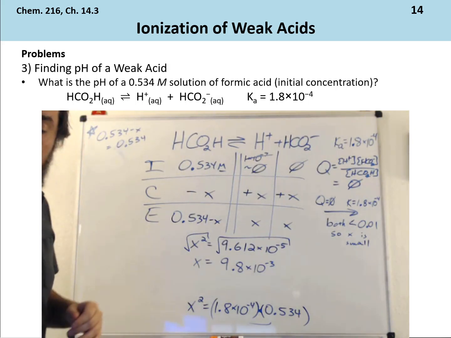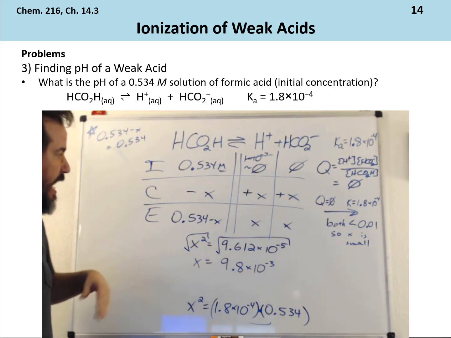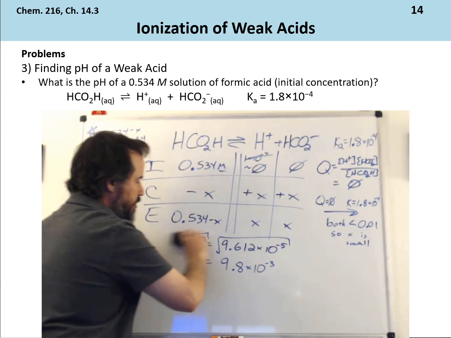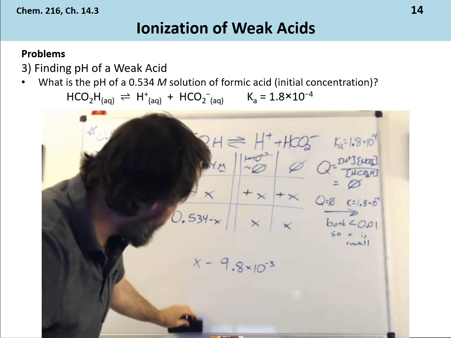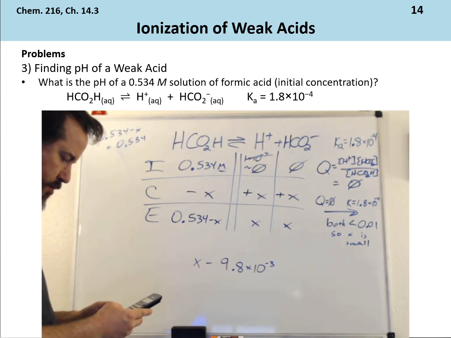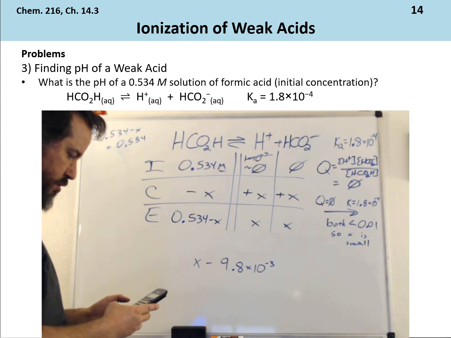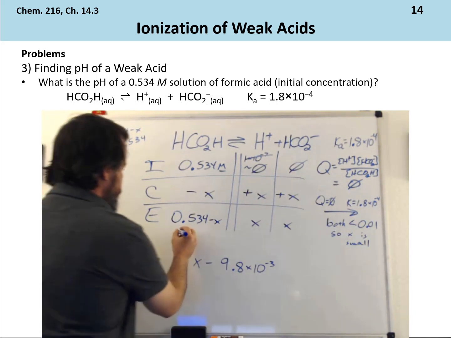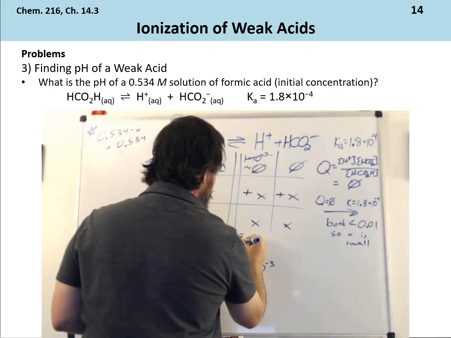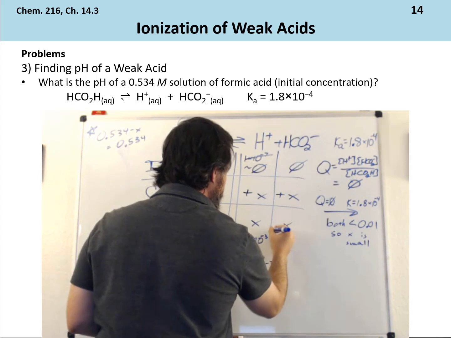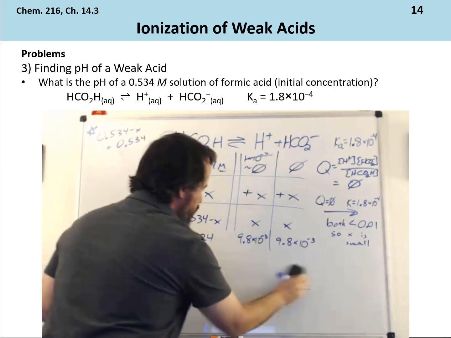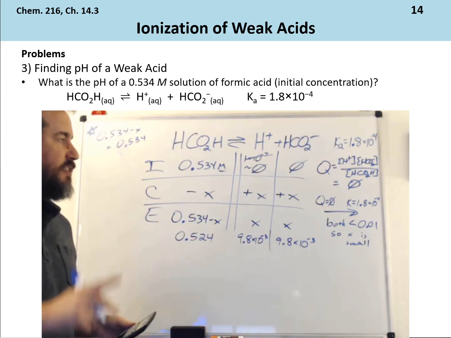Now I can go ahead and use this to figure out all my equilibrium concentrations. So this is going to be 0.534 minus this, and that's going to get me 0.524. This is just going to be 9.8 times 10 to the minus 3, and this is going to be 9.8 times 10 to the minus 3. Once I have these, I can do two things.